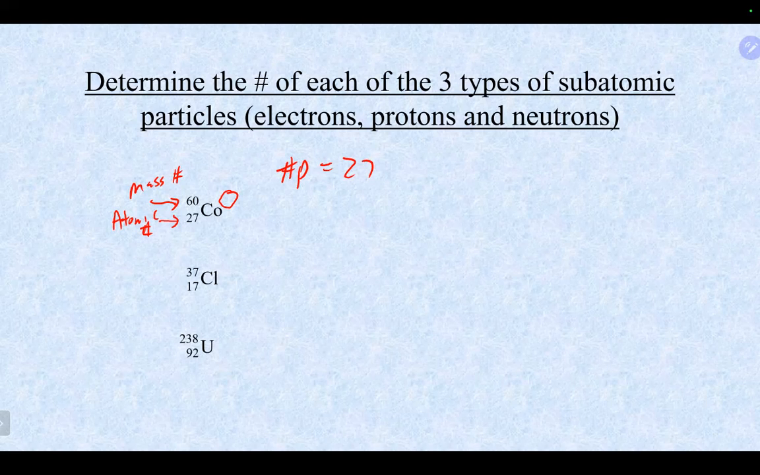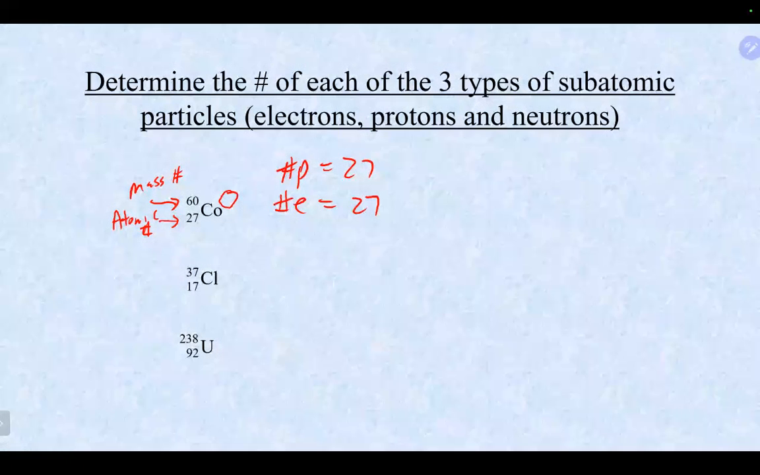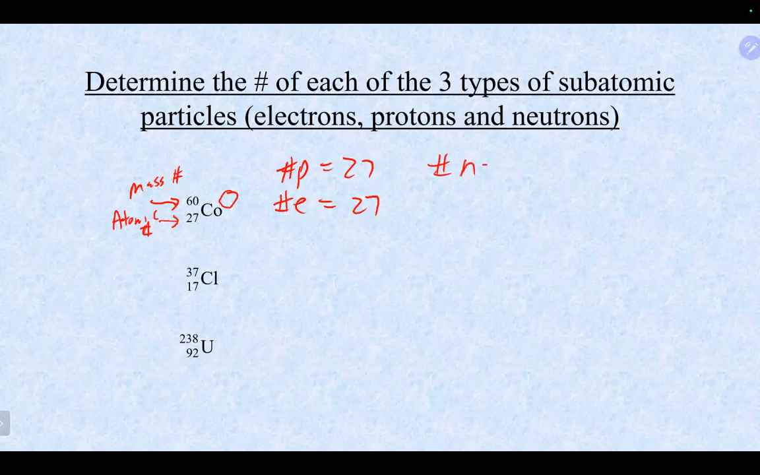And because it has 27 positively charged protons, it then would also need to have 27 matching negatively charged electrons. 27 positives, 27 negatives give you 0 overall charge. And then for our number of neutrons, once again, we take the top number minus the bottom number. That would be our mass number minus our atomic number, and it looks like 33 there. Any questions on that one there?